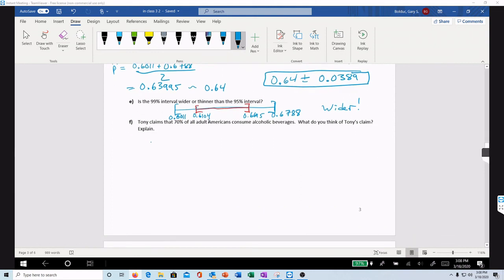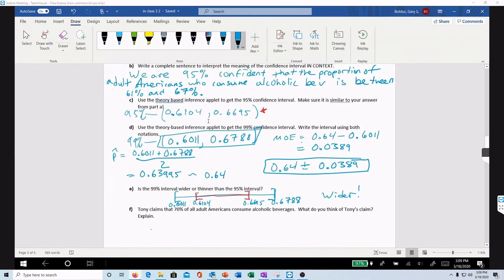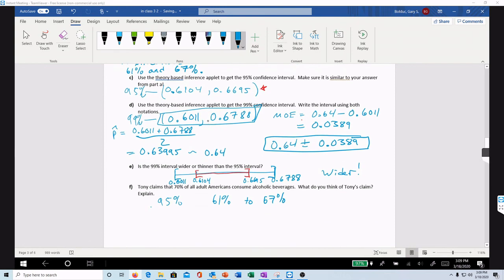Okay, the other big idea here. Tony claims 70% of all adult Americans consume alcoholic beverages. What do you think of Tony's claim? Okay, so I've given you what I think I'm pretty confident about are the range of the true proportion values. So if we go to the 95%, that was 61% to 67%. Okay. Now if I go to the 99%, that was 60% to, we'll round that up to 68%.